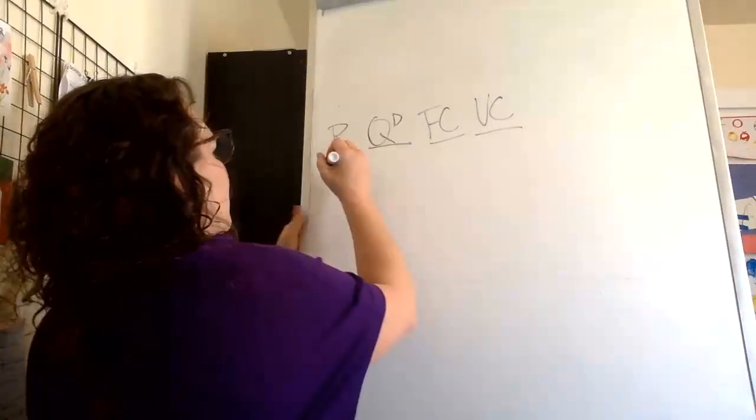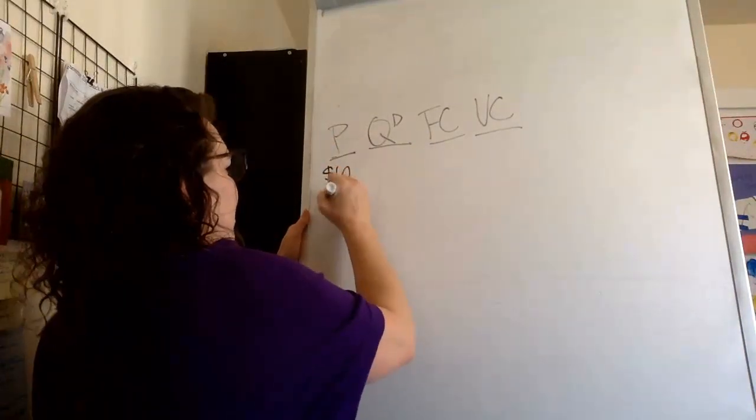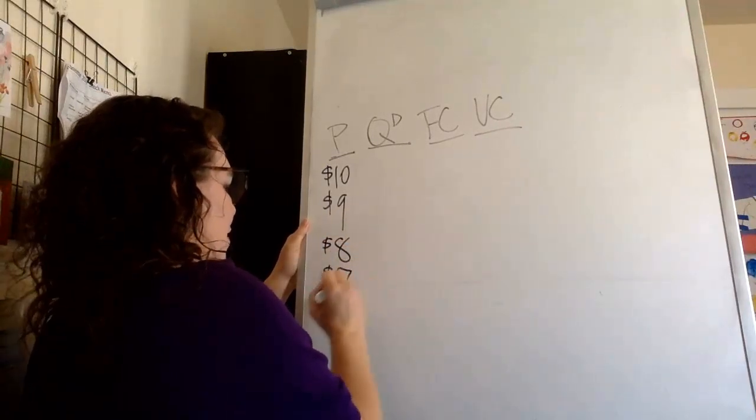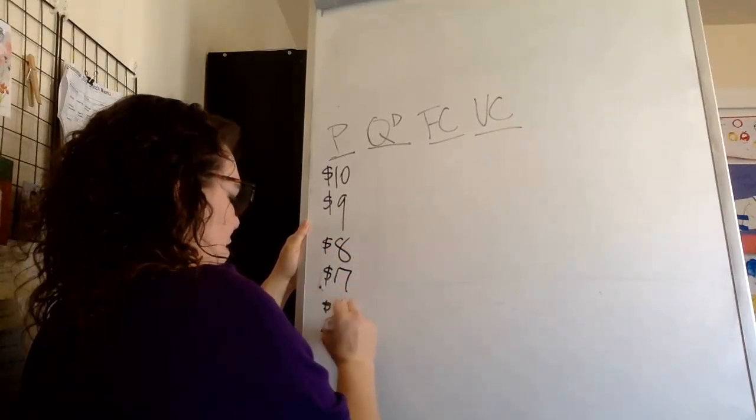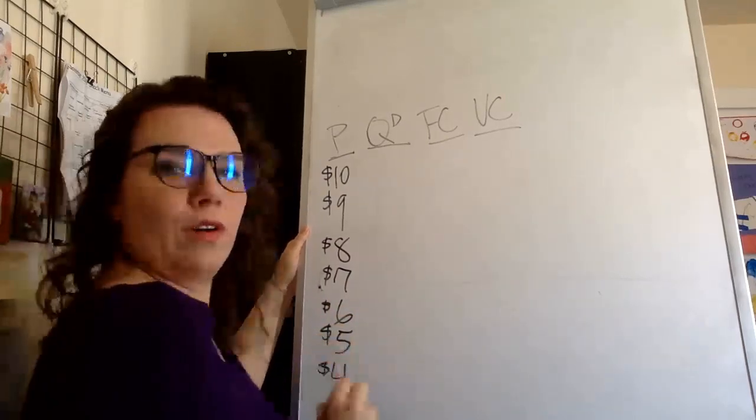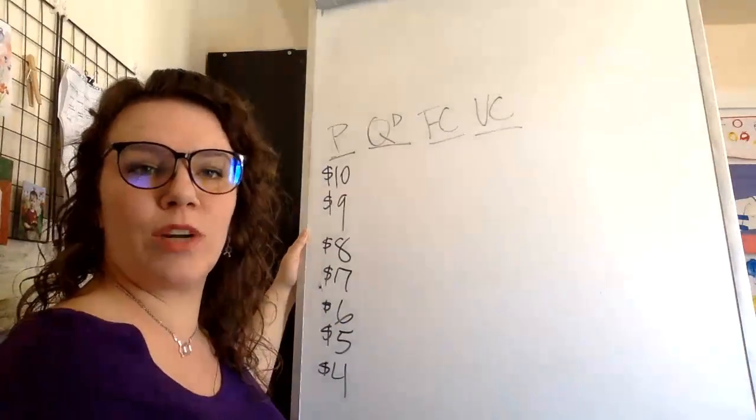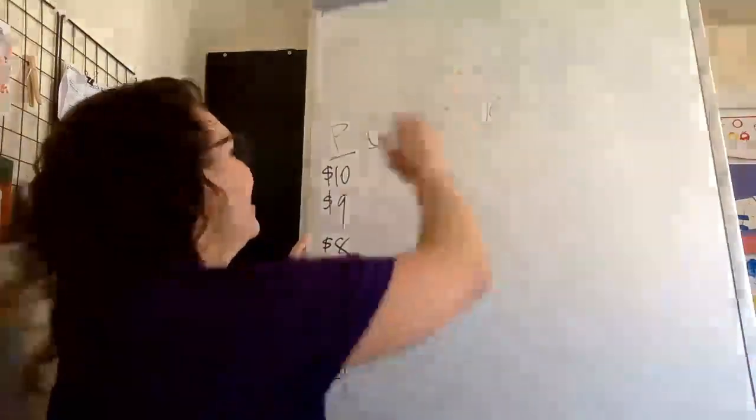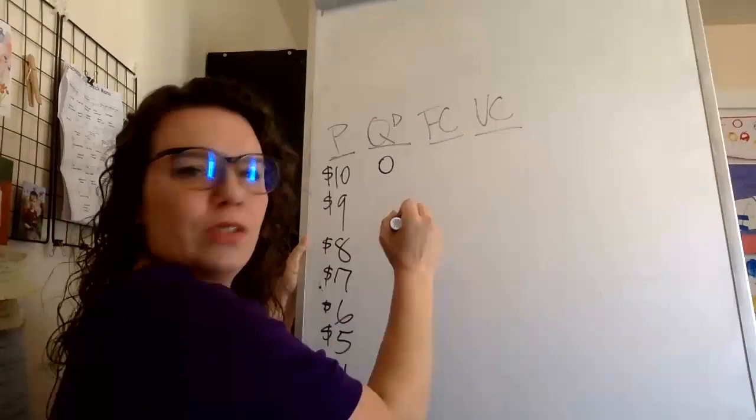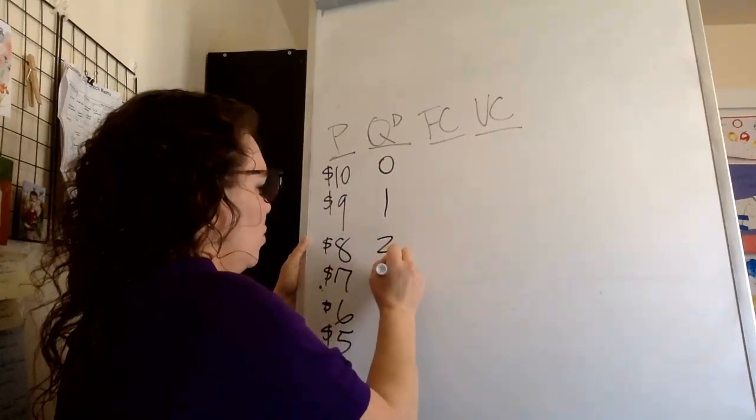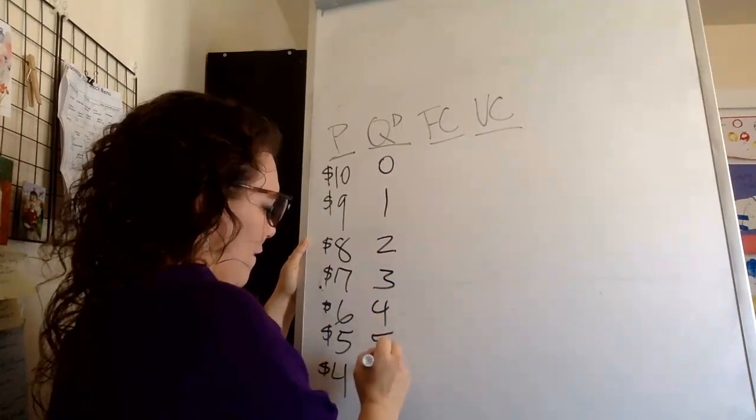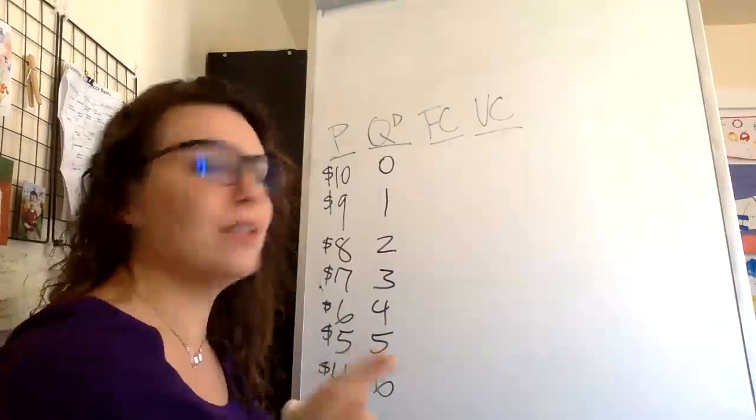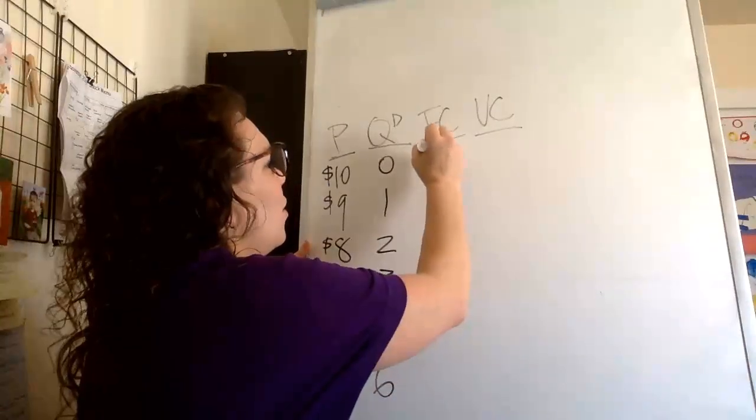Okay, so we go from $10, $9, 8, 7, 6, 5, 4, and then the quantity demanded at each of those prices is going to go up as the price goes down. Quantity demanded goes up, law of demand, right? So we start out with 0, and then we go to 1, 2, 3, 4, 5, and then at a price of $4, quantity demanded is 6 units.